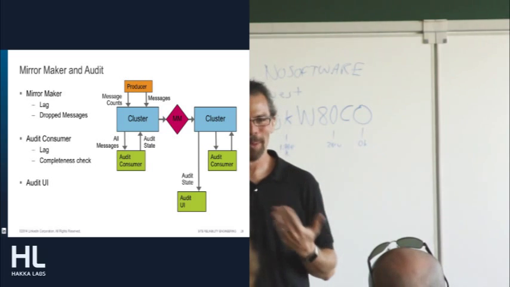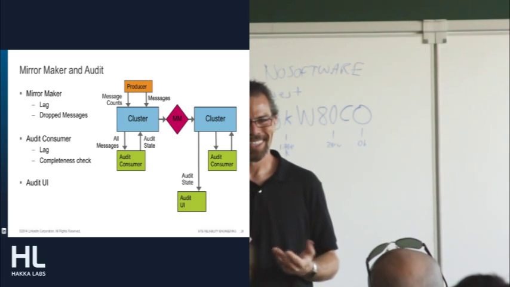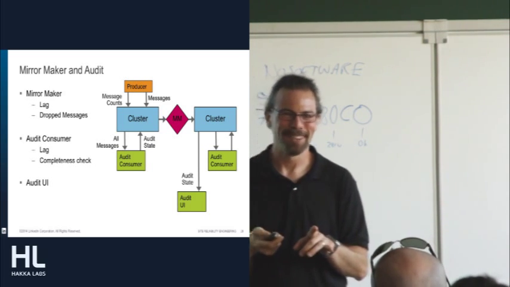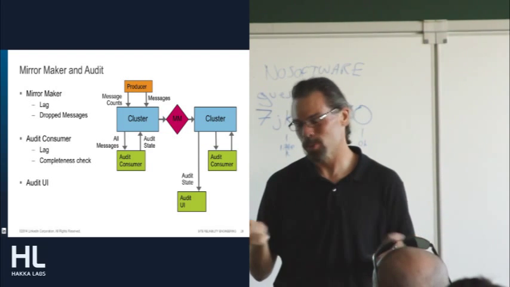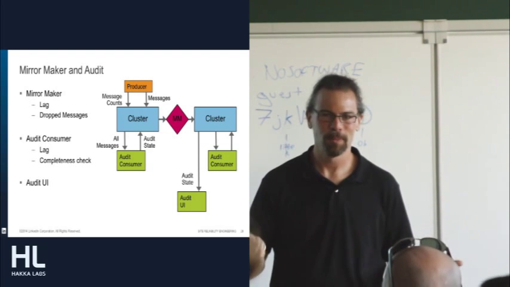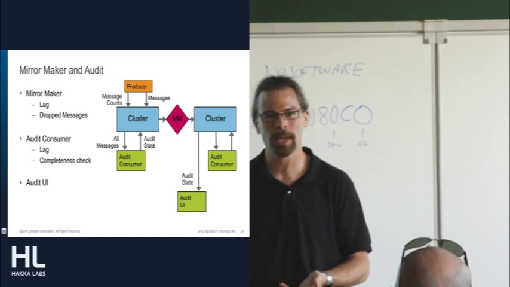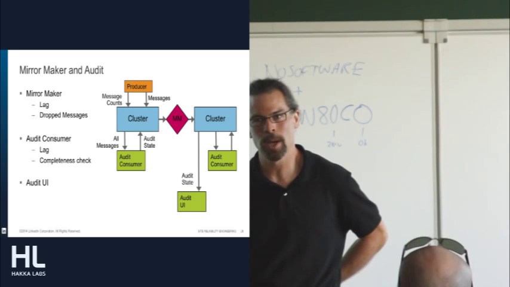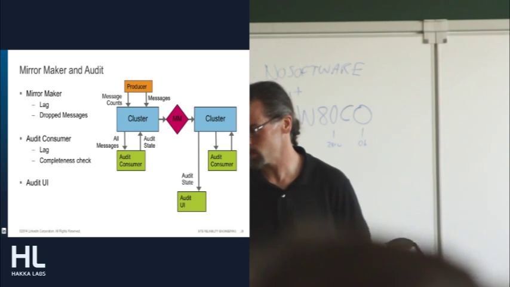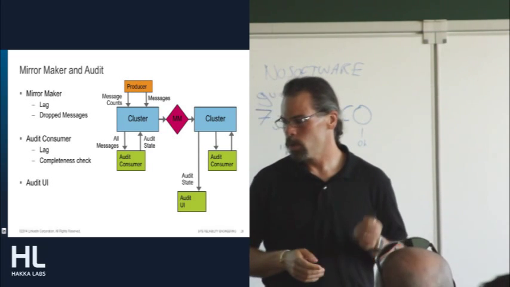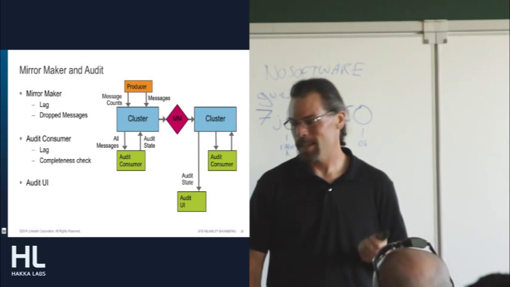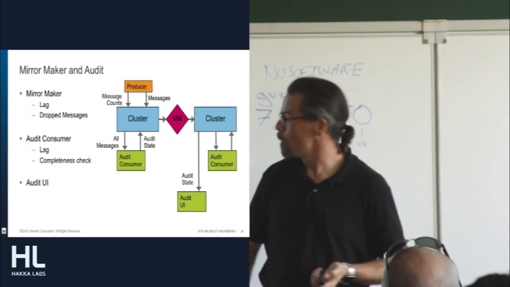So what are we monitoring with our audit consumers? I haven't hit the interesting part of audit yet. But with our audit consumers, we monitor lag. They're consumers. We have to make sure they're up to date, because if they fall behind, then all of our tracking information falls behind as well, and we don't know how many messages got produced. We're also doing a completeness check on the data. This is where the last part of the audit system comes in.